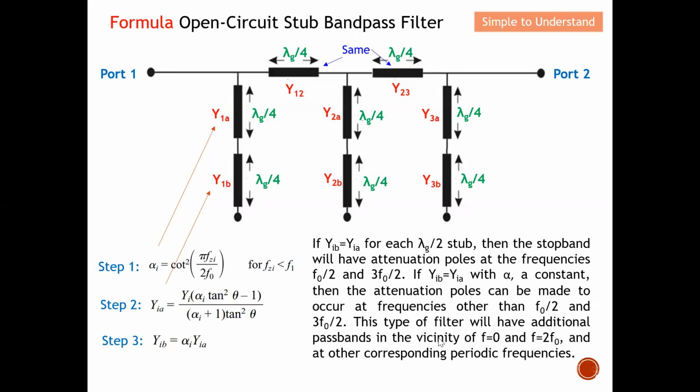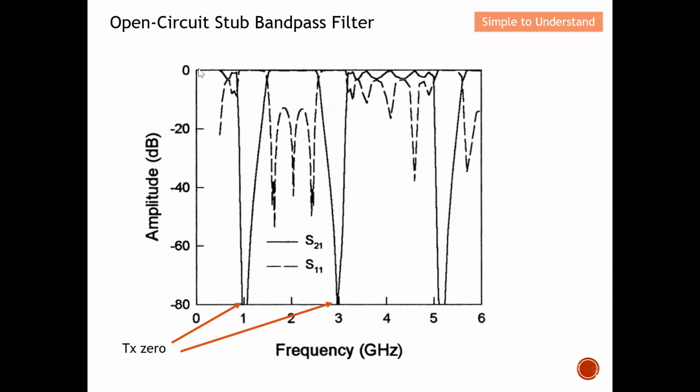What happens here is that you can see I will have an additional passband at frequency equal to 0, at frequency 2f0, and at the other corresponding periodic frequencies. So what does this mean? You can see over here, this is a passband. And if I use this open circuit stub, the first disadvantage is that I will have another passband on the lower side. I also have quite a repeated pattern on the upper side. So this is the shortcoming when I implement a bandpass filter using an open circuit stub.